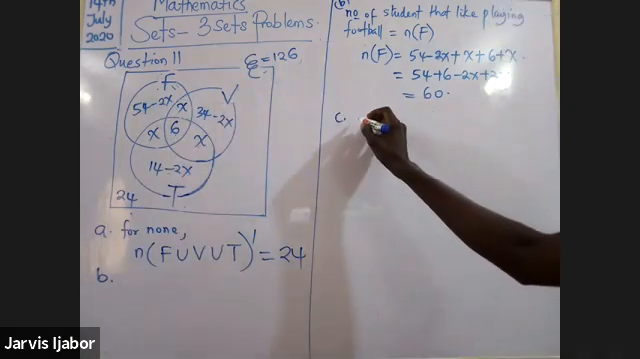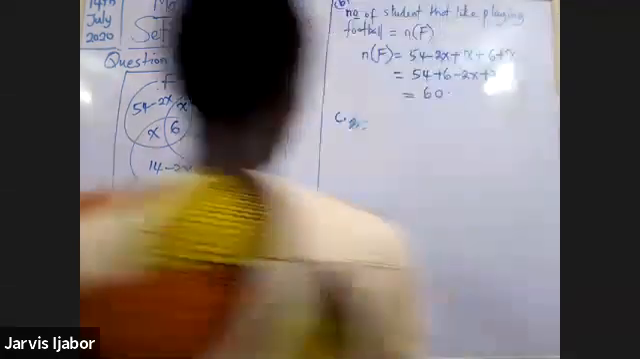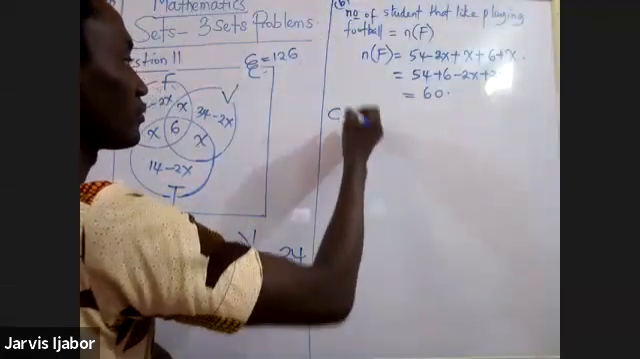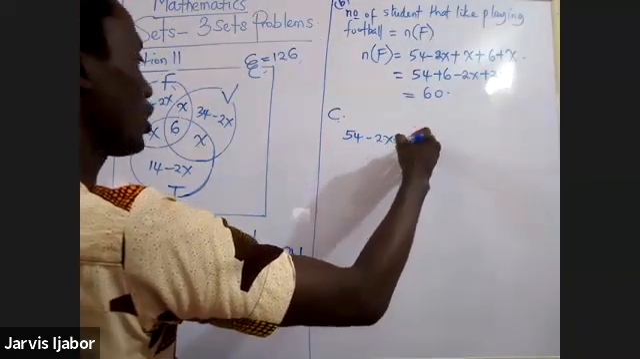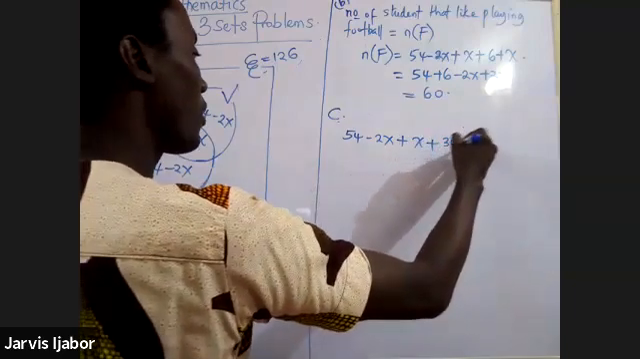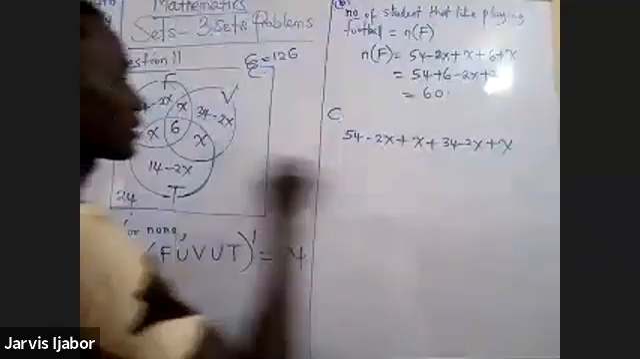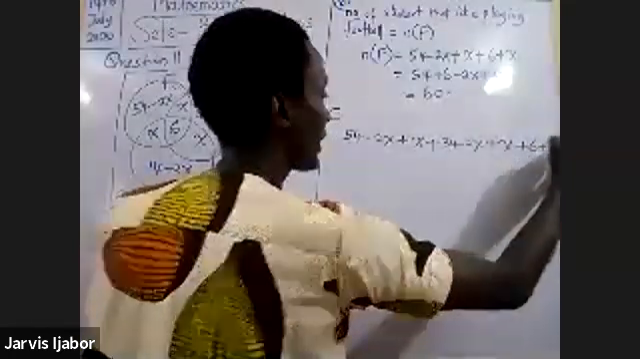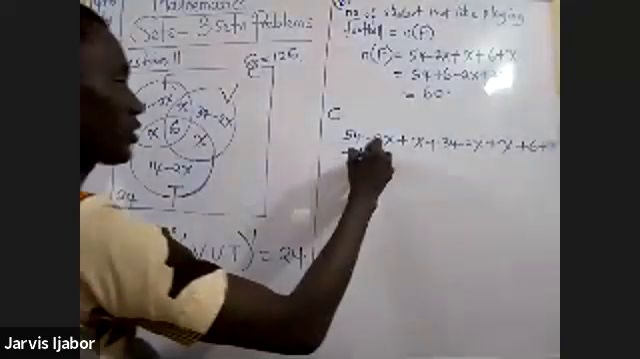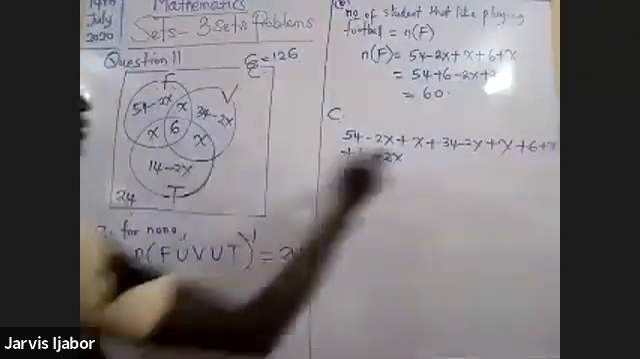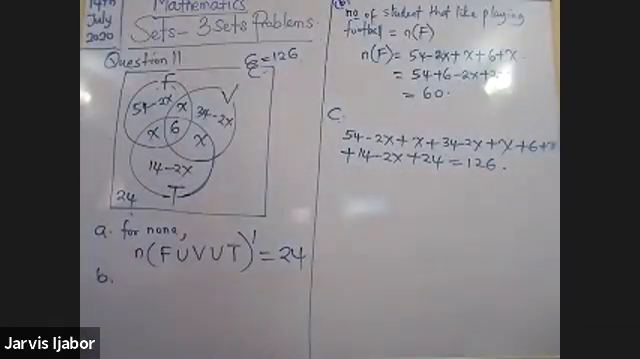So that will mean that 54 minus 2x. Okay, I need to write well here now. So you're going to have 54 minus 2x plus x plus 34 minus 2x plus x plus 6 plus x plus x plus 6 plus x plus 14 minus 2x plus 24 will be equal to 126. So that's what they expect you to do here.